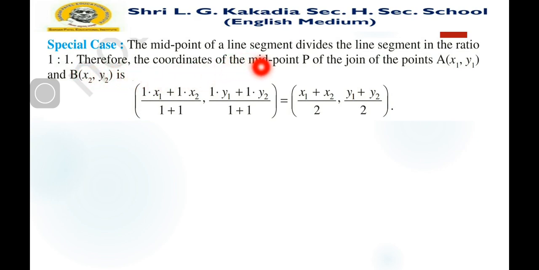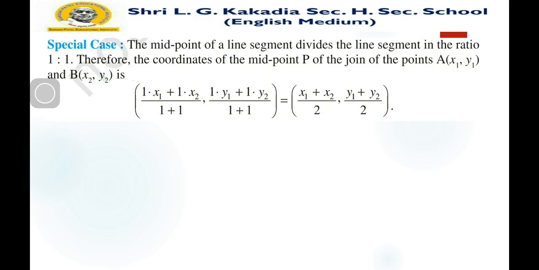Therefore, the coordinates of the midpoint P of the line joining the points A (x1, y1) and B (x2, y2) is, here m1 is 1 and m2 is also 1. So just put these values in the formula. We can find the formula is equal to ((x1 plus x2) upon 2, (y1 plus y2) upon 2). It is the formula to find the midpoint of any line segment.